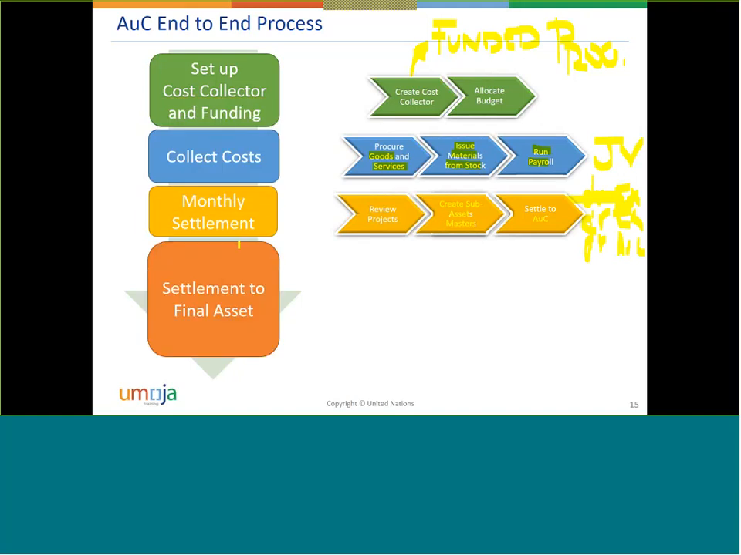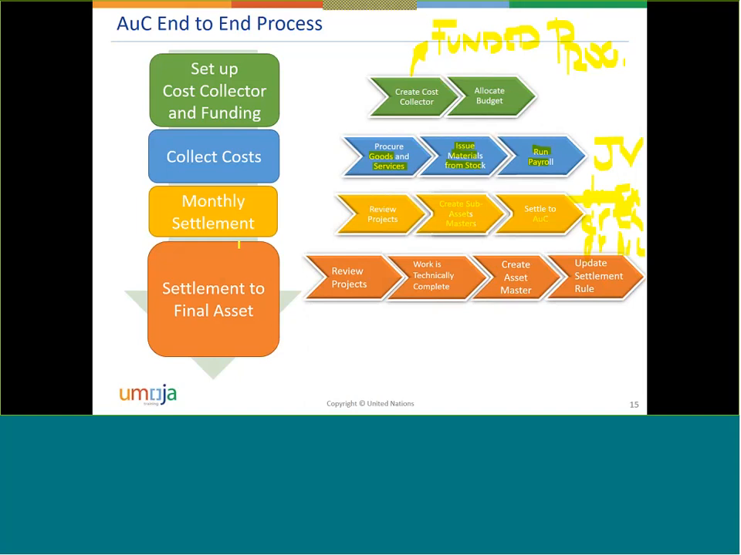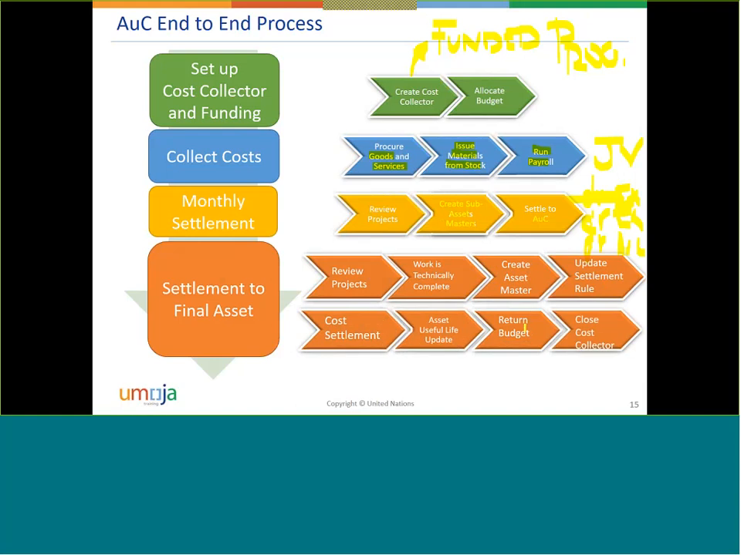And then when the asset under construction is completed, we'll also have to review the project. Then we'll have PP01 user marking the project or the element as technically complete. We will also have to manually create the final asset. This is done by FA15. And then there is one technical step to define the settlement rules. But what we actually do is the settlement of the cost to the final asset, updating useful life that may not be required, and then returning budget and closing.